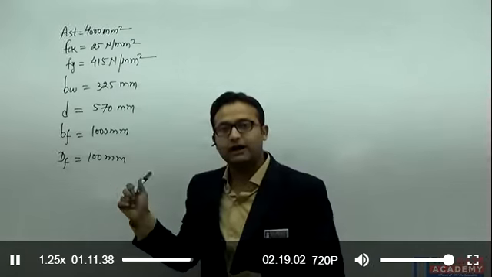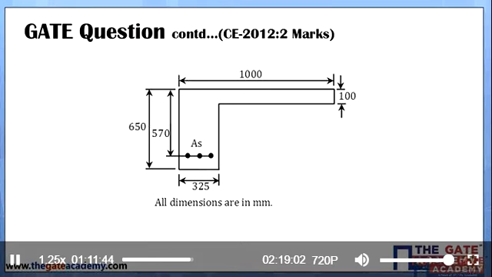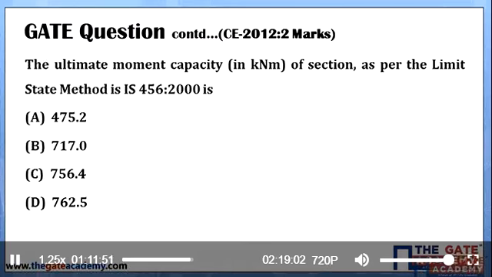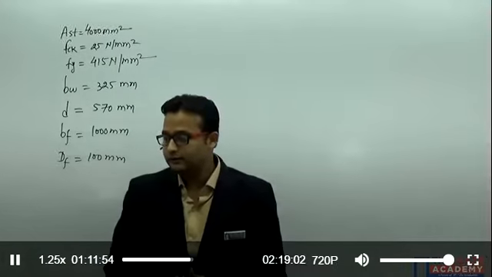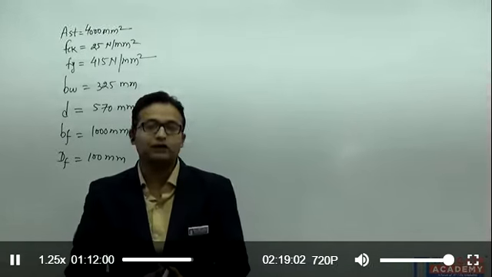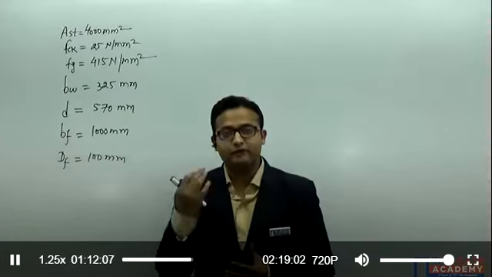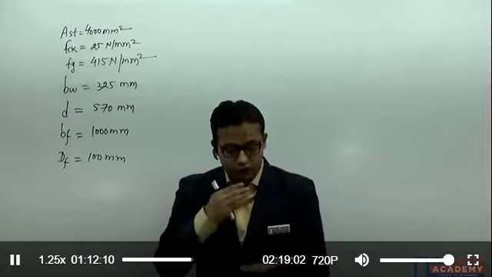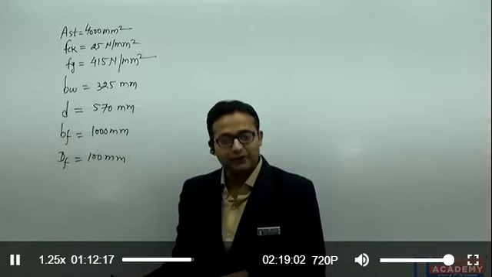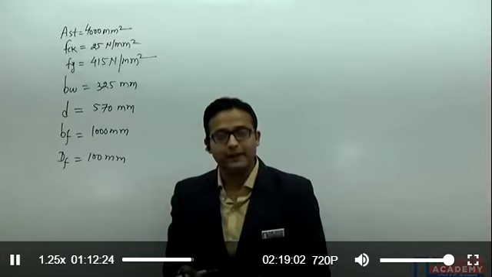So if you want to analyze this flange beam, this is the question: calculate the depth of the neutral axis. How will we calculate the depth of the neutral axis? We will put the total compressive force equal to the total tensile force, and from there we can easily calculate the depth of the neutral axis. But the problem is we need to find the case, whether it is case number 1 or case number 2, and if it is case 2, whether it is 2.A or 2.B.